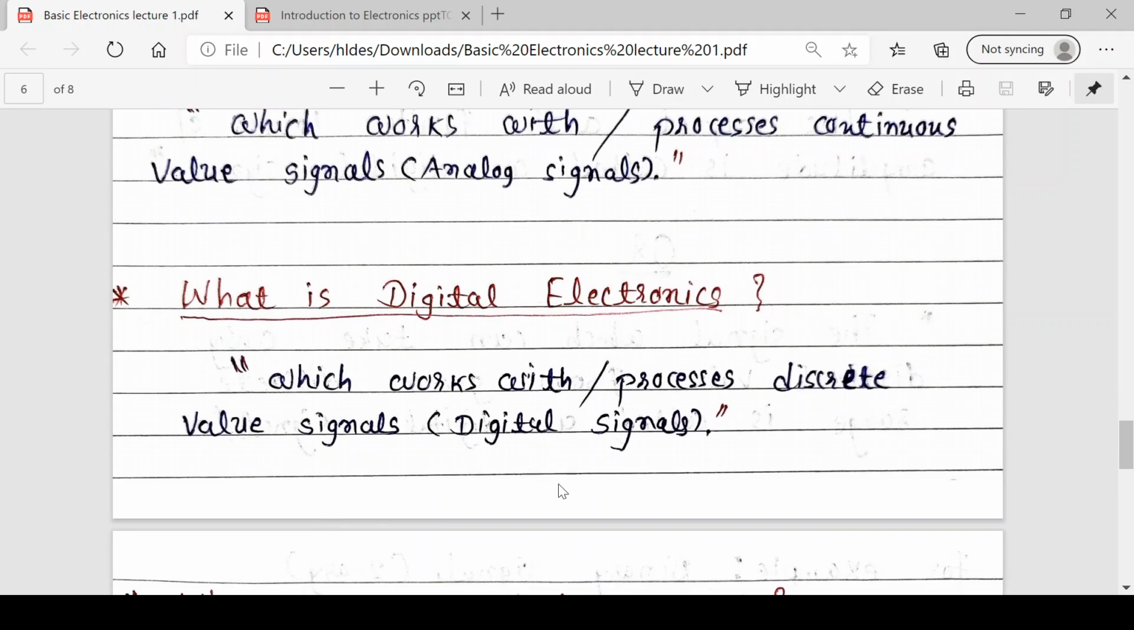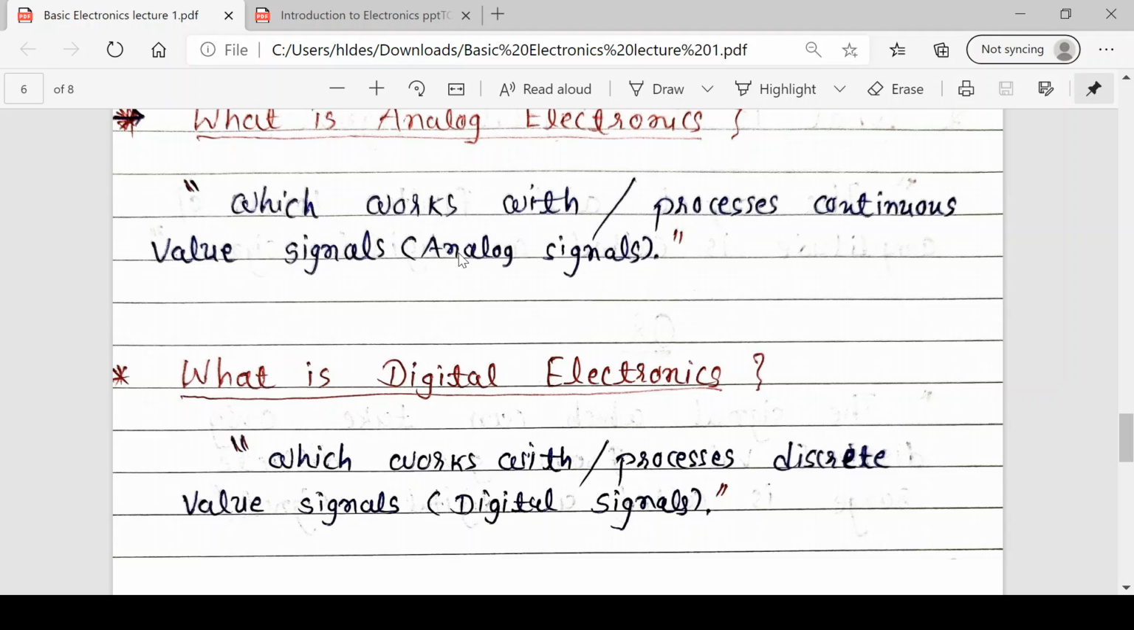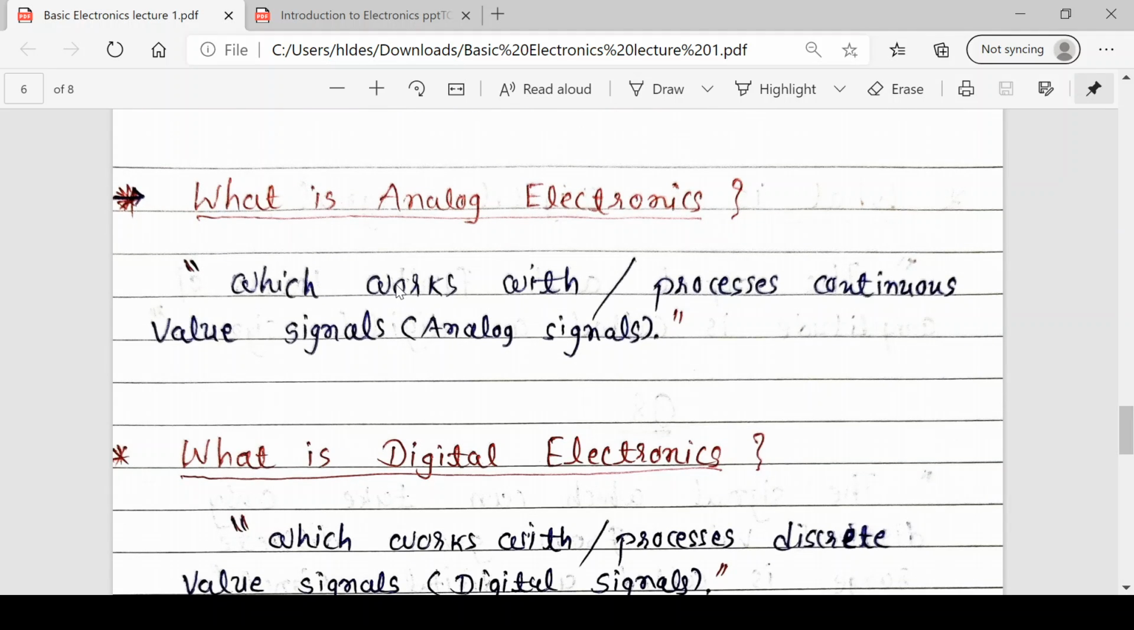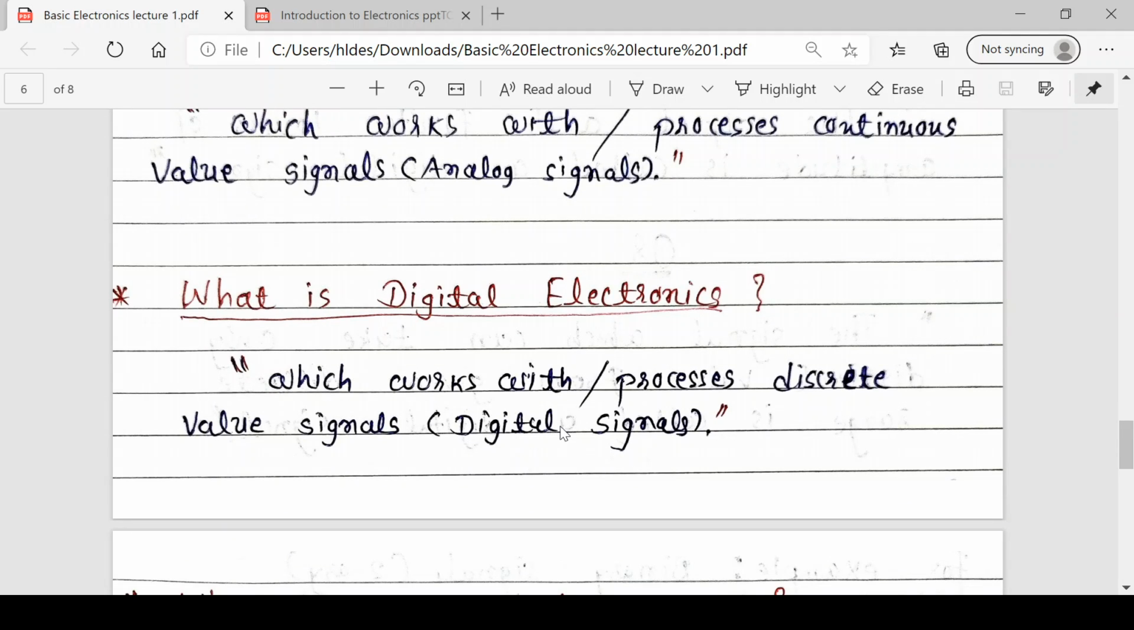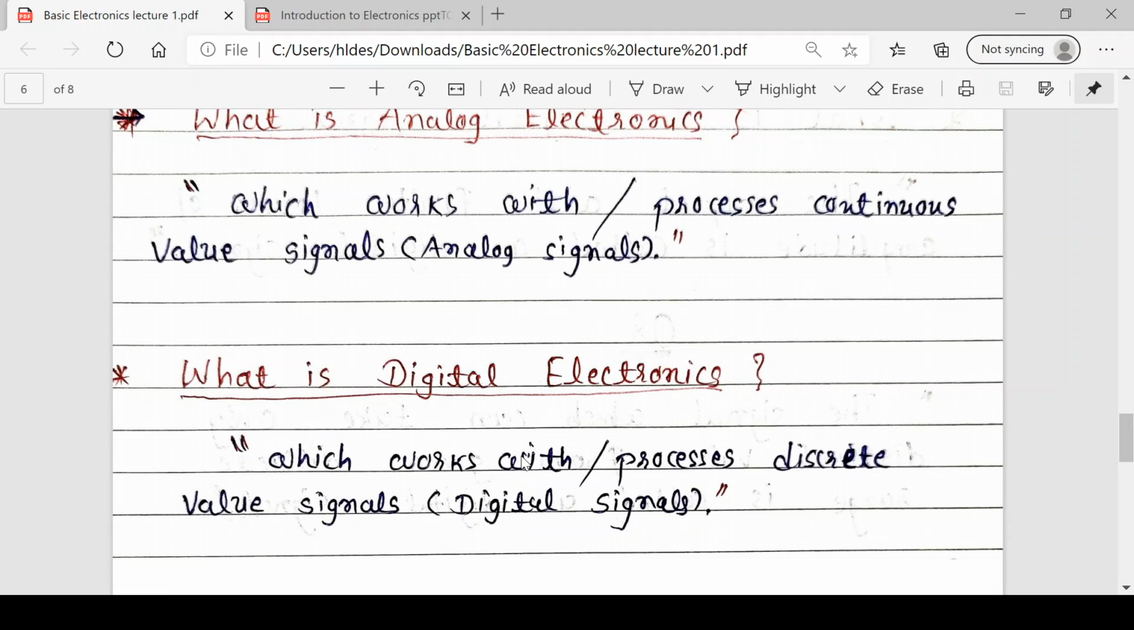Then what is digital electronics? Which works with discrete value signals. That means you are dealing with distinct variables, or you can say distinct values, not so many values. Which makes a big distinction between analog and digital. In analog, there are possibly infinite answers. In digital, there are possibly finite answers. So which one is easy to use? Naturally, digital is very easy to use because you have to deal with finite values, and in this case you have to deal with infinite values. So this is one of the advantages. Later on you will come to know the other advantages of digital over analog.